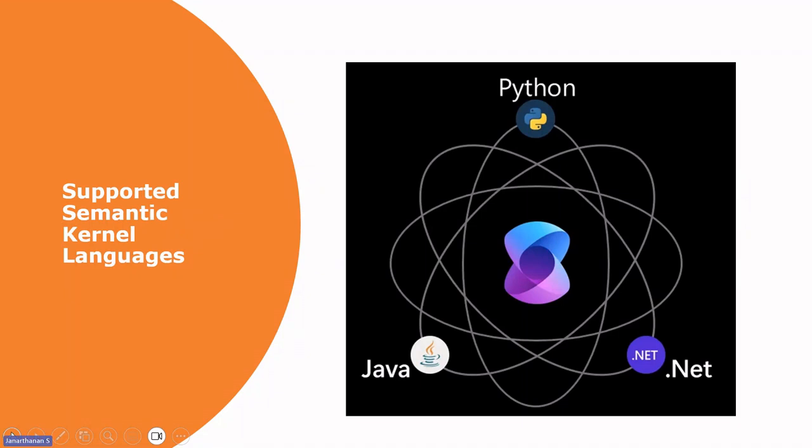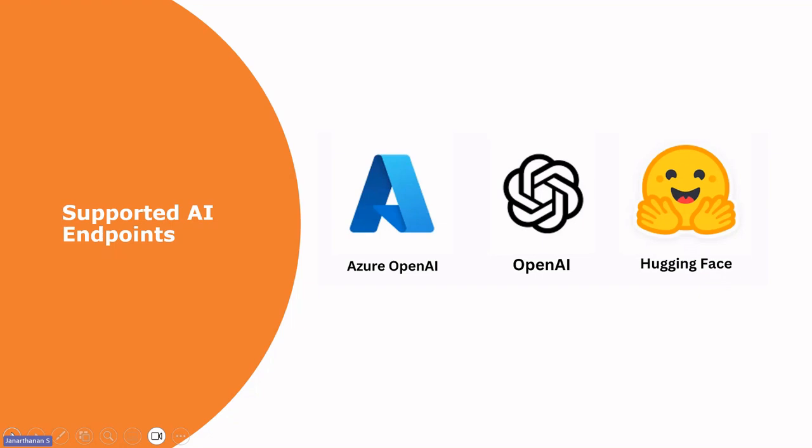Yes. Okay. The semantic kernel programming languages, it supports your Python, your C Sharp .NET, as well as your Java programming language, which was supported by the semantic kernel. And this semantic kernel has various types of AI endpoints supported by Azure OpenAI framework, as well as your Hugging Face AI endpoints are possible under your semantic kernel.